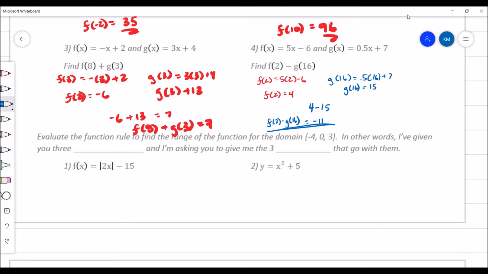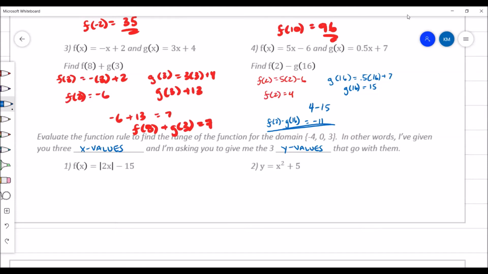So what this says is, I've given you 3 x values. In this case, -4, 0, and 3. And I'm asking you to give me the 3 y values to go with them. Okay, so evaluate the function rule. We're just saying, here's the equation. Plug in the values into the equation to find the y value of the function for the x values -4, 0, and 3.